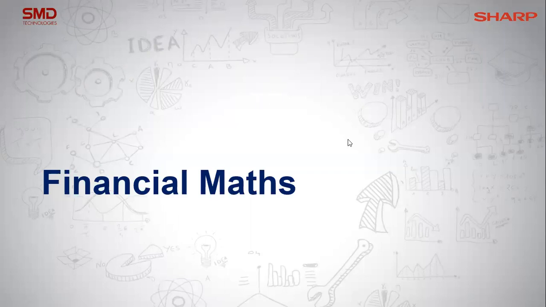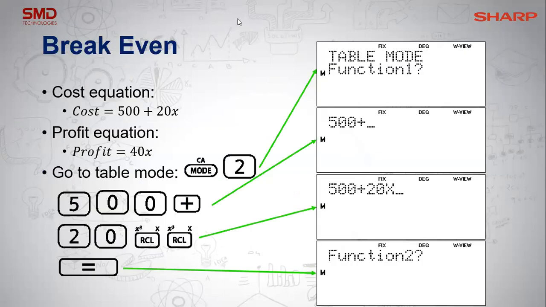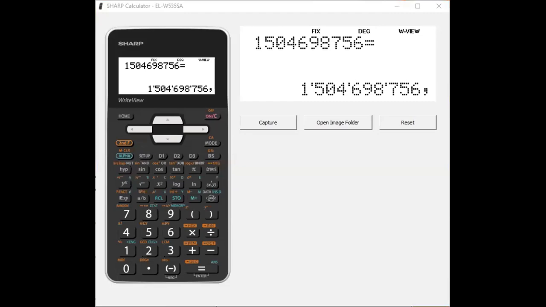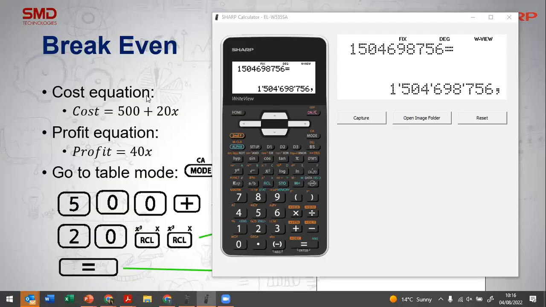Awesome. Okay, let's chat financial maths. On your calculator, you can actually use the table mode to work through a break-even analysis. So I'm going to pull up both screens so that you can see both. Here our cost equation is 500 plus 20x. For example, we have to rent equipment.